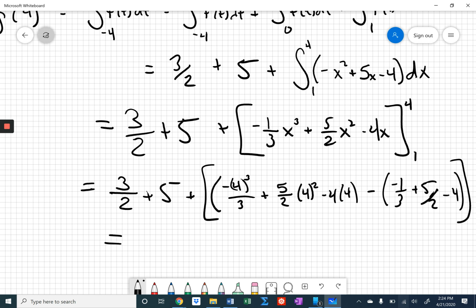Try to be clear in your writing. If you do all the arithmetic and work it out, it becomes 11, but you don't have to work it out to get 11. That's sufficient right there.